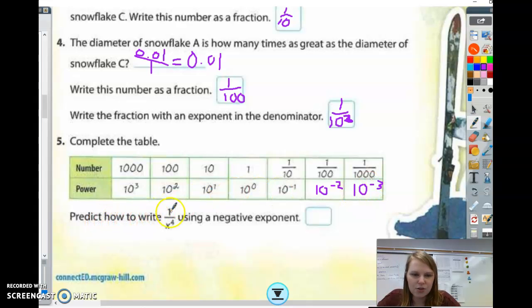Alright, so this says predict how to write this using a negative exponent. I feel like this one, let's start with our x value. Check this out. Using a negative exponent, 1 over this guy ends up being this, written with an exponent, but we make the exponent negative. So in this case, I'm going to do x to the 4th. I'm going to say x to the negative 4th. There we go, x to the negative 4th. Okay, that's kind of tricky.